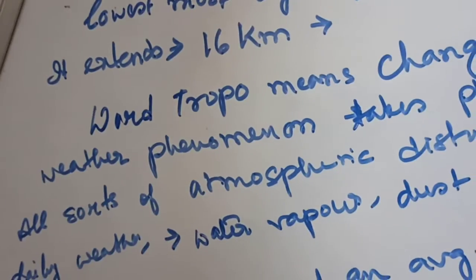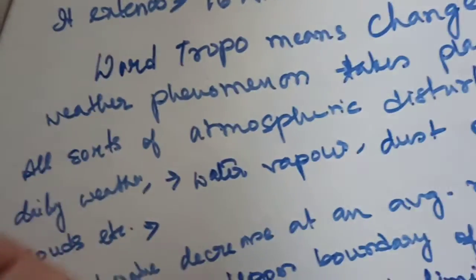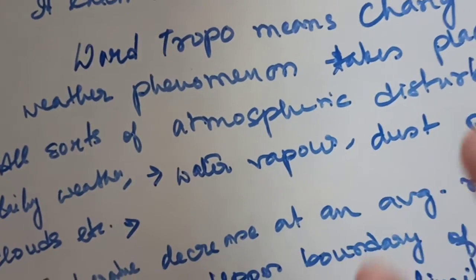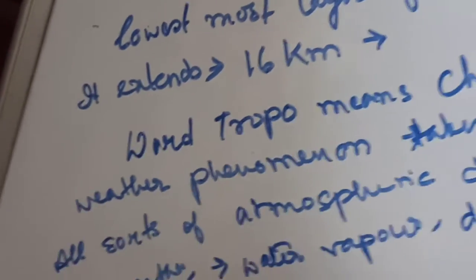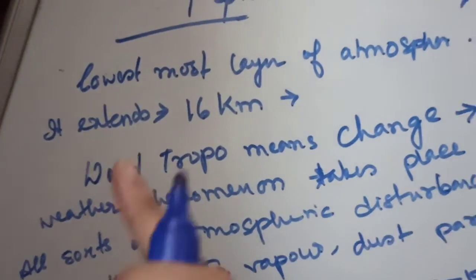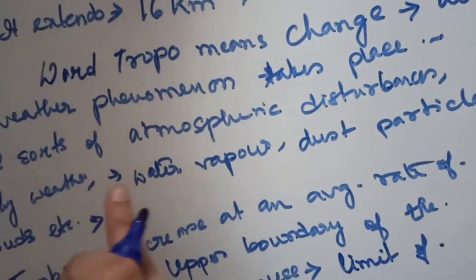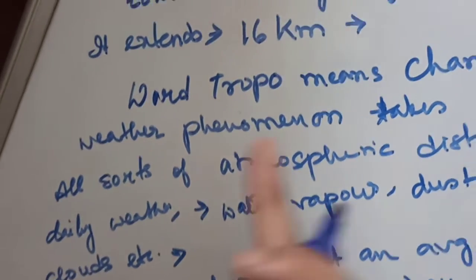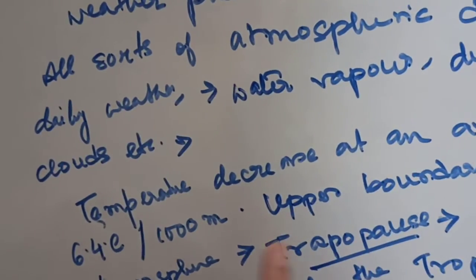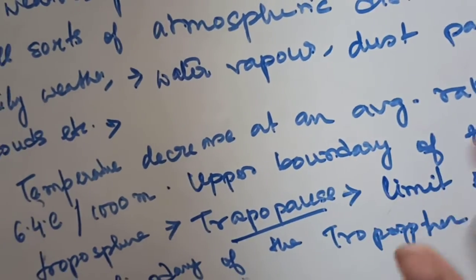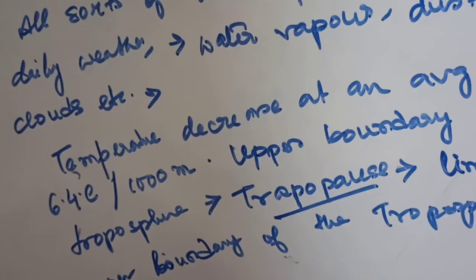The different types of weather phenomena, like atmospheric disturbances, the daily weather change, and the formation of different types of storms and storm clouds, take place in this troposphere layer only. This layer also contains water vapor, dust particles, clouds, etc. In this troposphere, the temperature decreases at an average rate of about 6.4 degrees Celsius per 1000 meters of ascent, and the upper boundary of the troposphere is known as the tropopause.